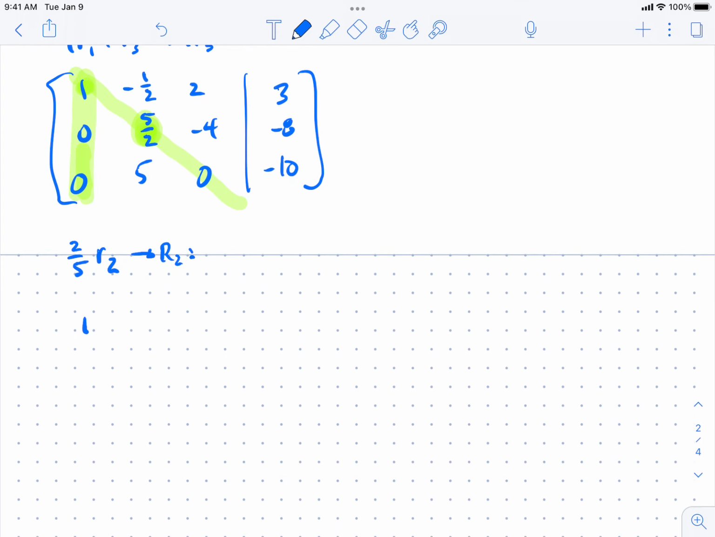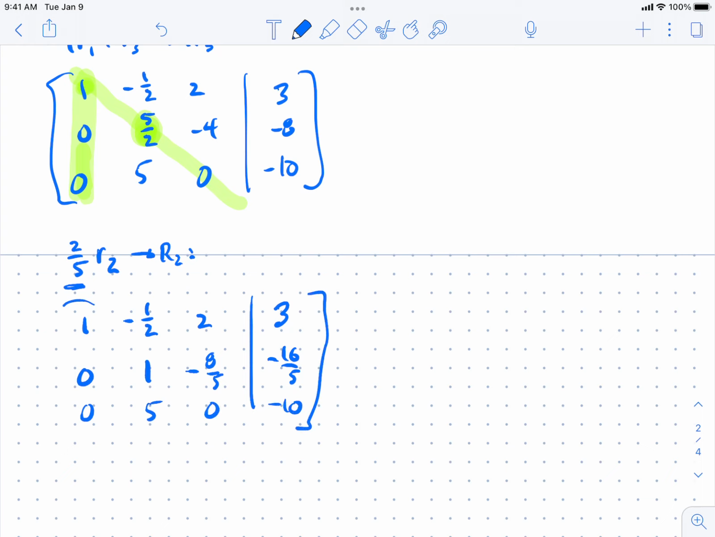So the first row is not changing. Just copy those numbers. The next row is changing. Everybody times 2/5. 0 times 2/5 is 0. 5/2 times 2/5 is 1. Negative 4 times 2/5 is negative 8/5. Negative 8 times 2/5 is negative 16/5. And then this row is not changing either.